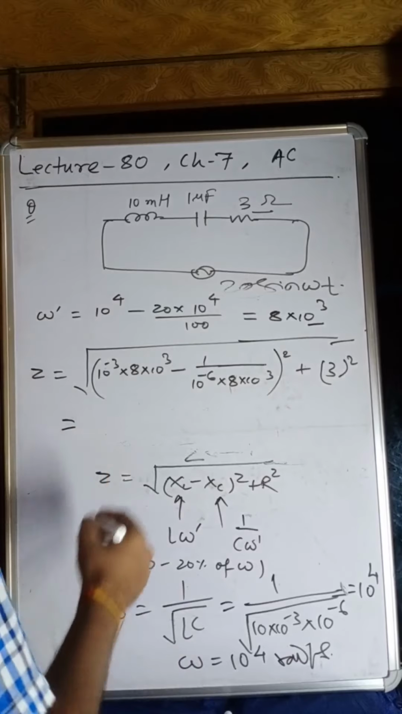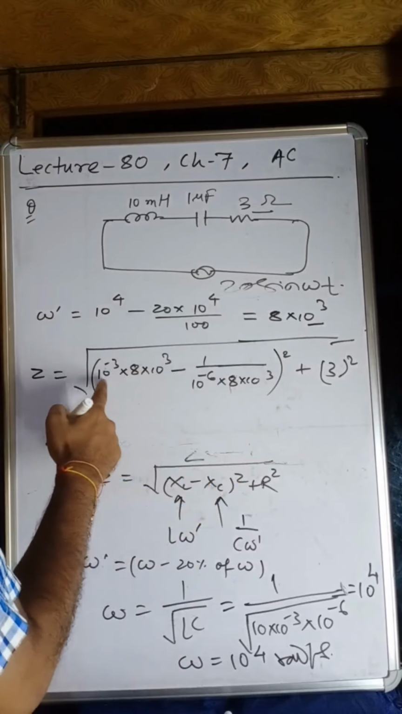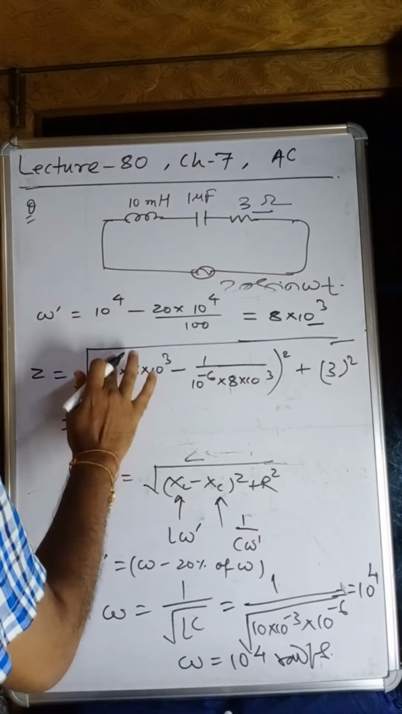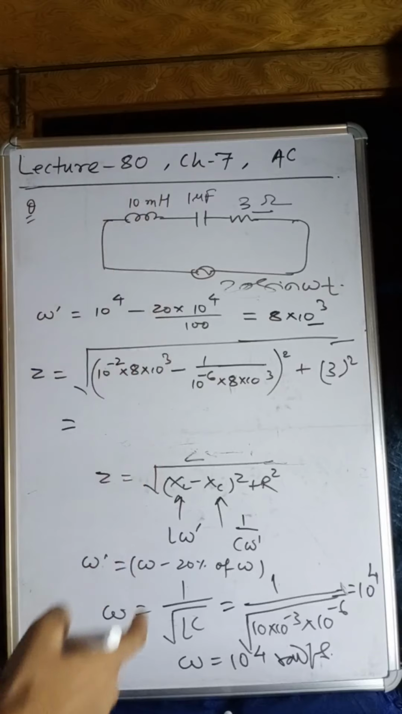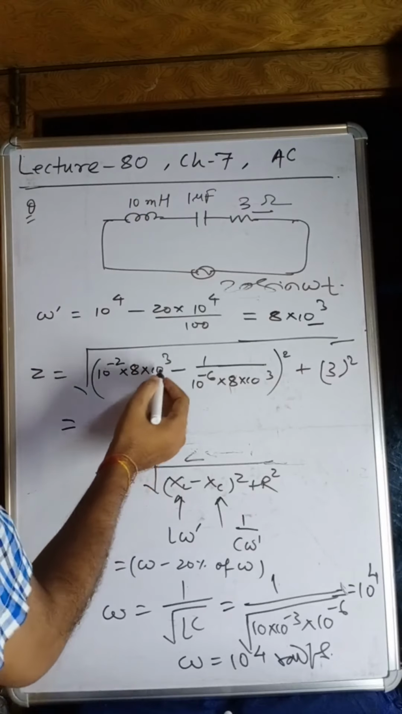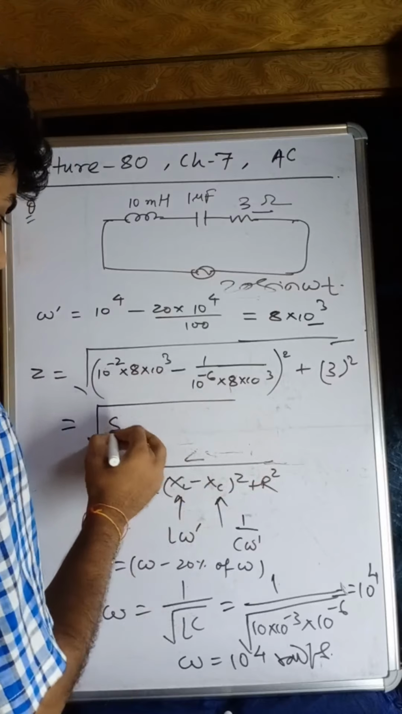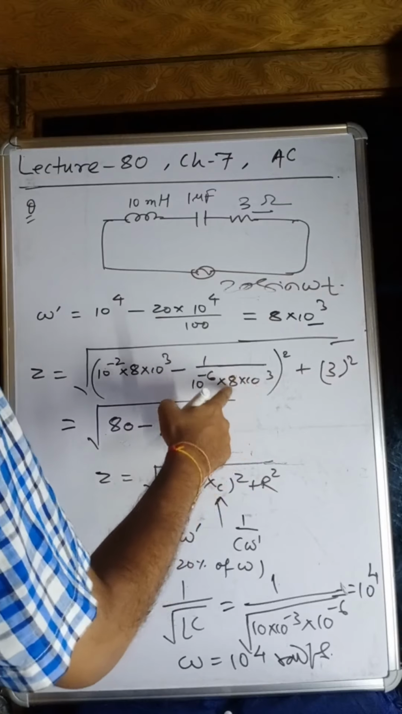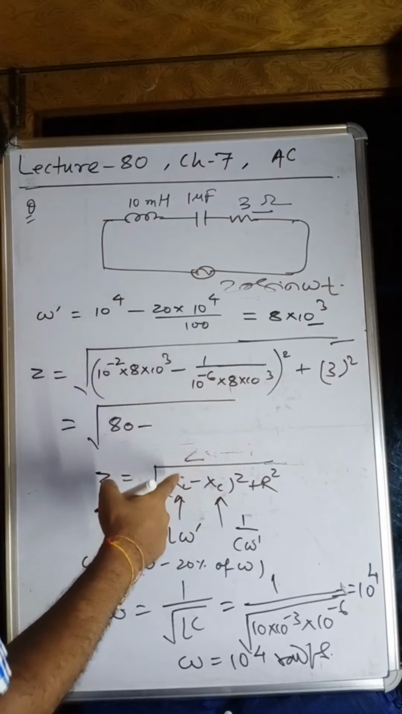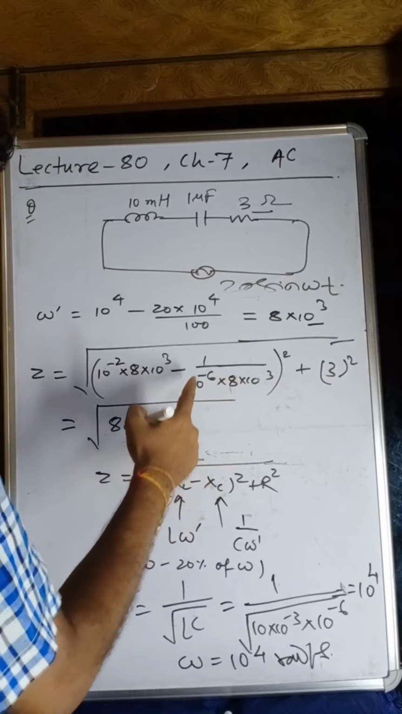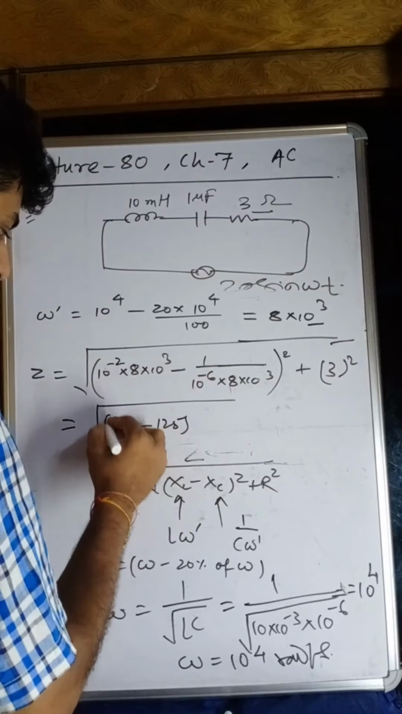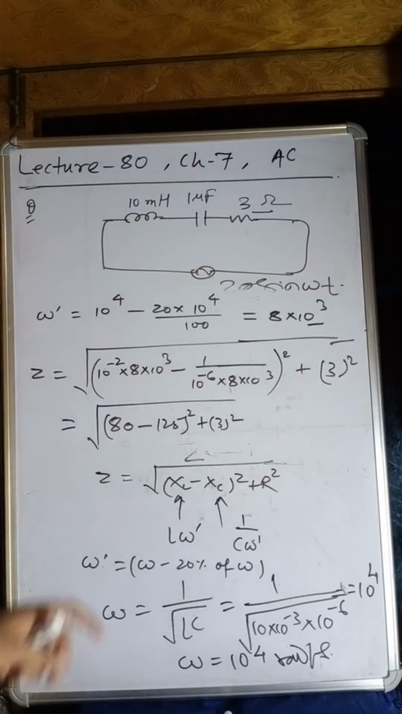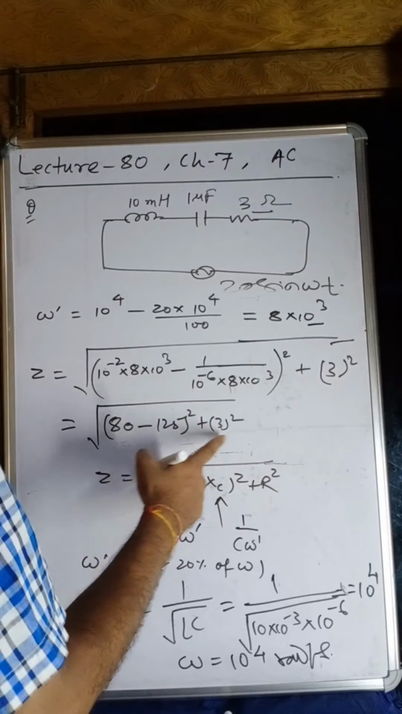So we can write this as 10 into, oh, I think 10 is left, no? Yes, it is left. So let it be minus 2. It is 10 millihenry, so it will be 10 to the power minus 2. It is 80 minus, this will be 1 by 10, 1000 by 8. It is 1000 by 8, 125, square plus 3 square. Am I right? Yes, it is 80 minus 125 and 3 square.